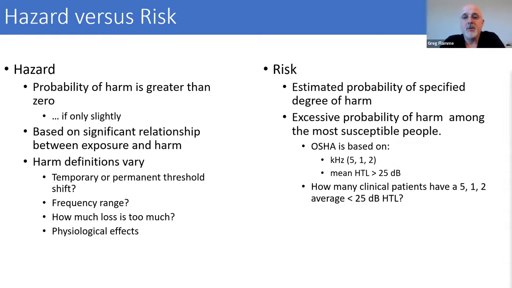Risk, on the other hand, is the estimated probability of a specified degree of harm. In other words, you define the harm based on whatever is of most interest to you or from a policy standpoint, and what is that probability? What is your risk of that harm? Taking, for example, OSHA, there is a whole lot in the OSHA criteria based on a 5 dB average, and then an average level of 25 decibels on an audiogram. So the risk of that harm is obviously driven by however you define the harm. And if you're using these data to come up with an estimate of the risk for that individual, there are some fundamental issues you need to be familiar with, and it's going to change based on your environment. Next slide, please.